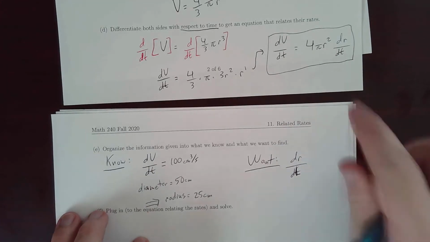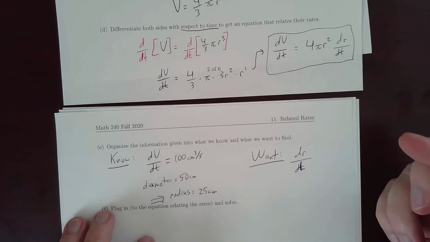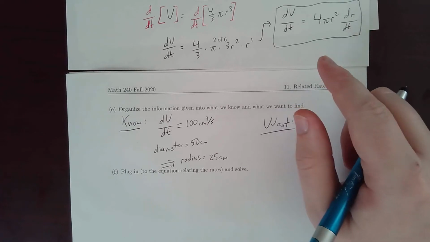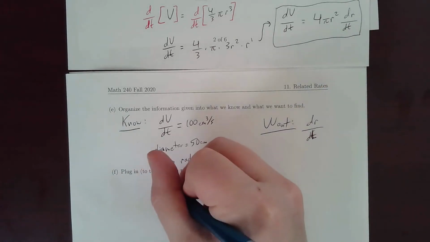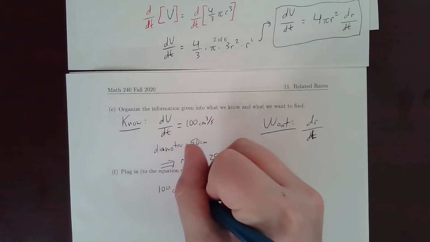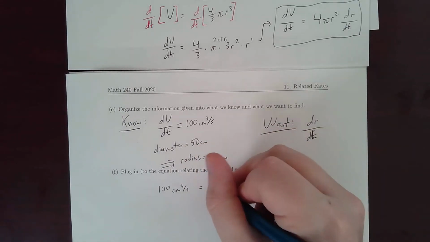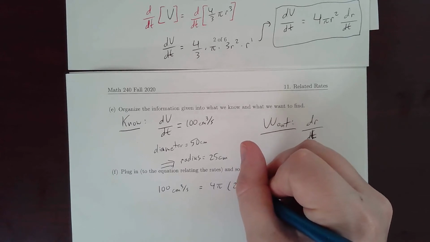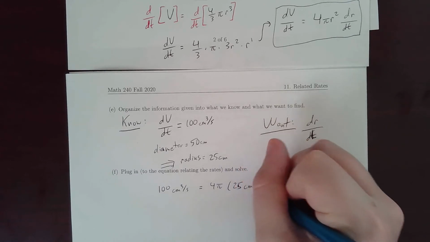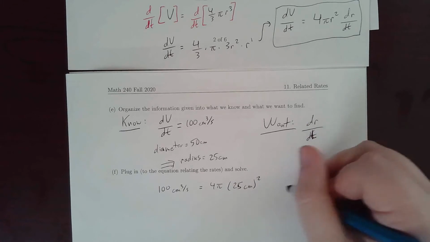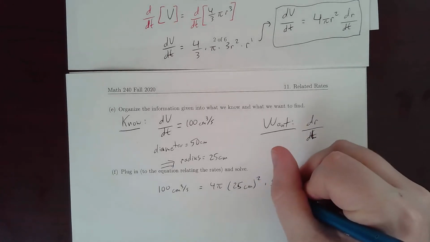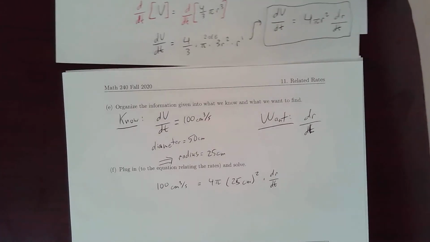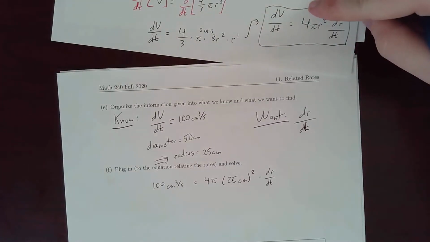So in that case, what we'll do is take this equation and plug in the things we know. If dV/dt equals 100 centimeters cubed per second, then on the left we have 100 centimeters cubed per second, and on the right we've got 4 pi times 25 centimeters squared times dr/dt. So that's just plugging into what we have in this equation.